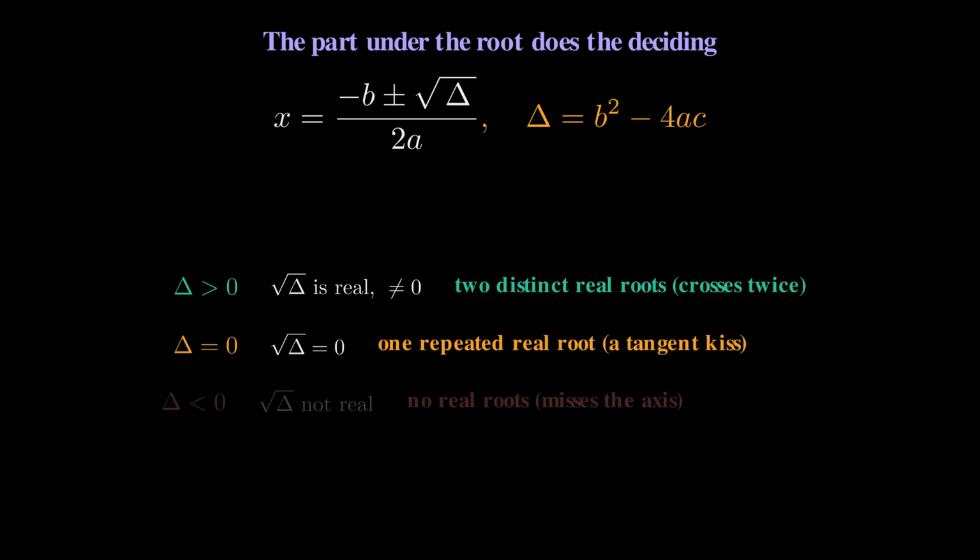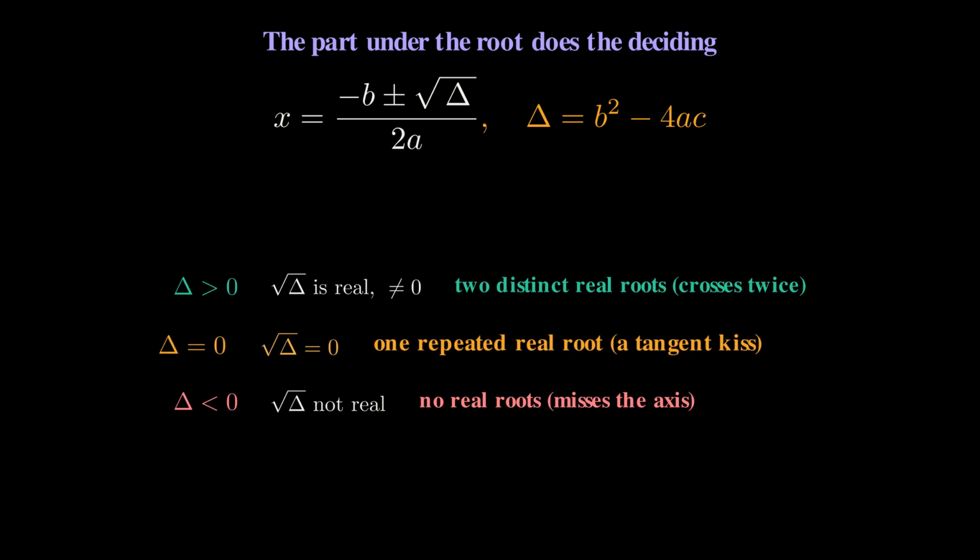And if delta is negative, you'd need the square root of a negative number, which isn't real, so there are no real roots. The parabola misses the axis entirely. 3 cases, 1 number. Now inequalities. And the trick is to stop thinking algebra and start thinking picture.